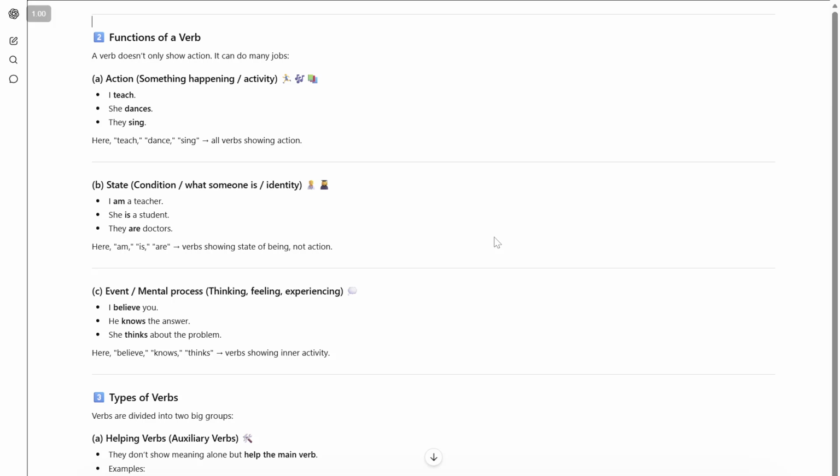C, event or mental process: thinking, feeling, experiencing. I believe you. He knows the answer. She thinks about the problem. Here, believe, knows, thinks are verbs showing mental processes.